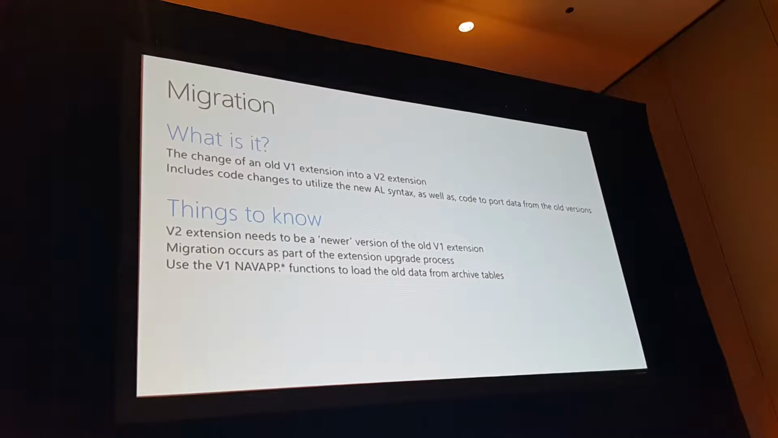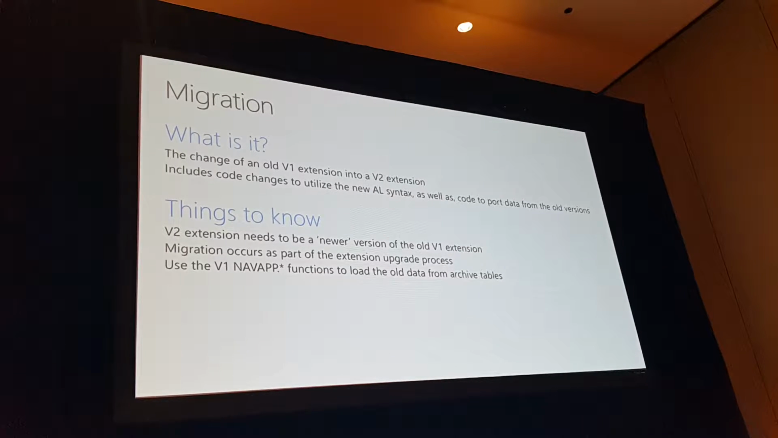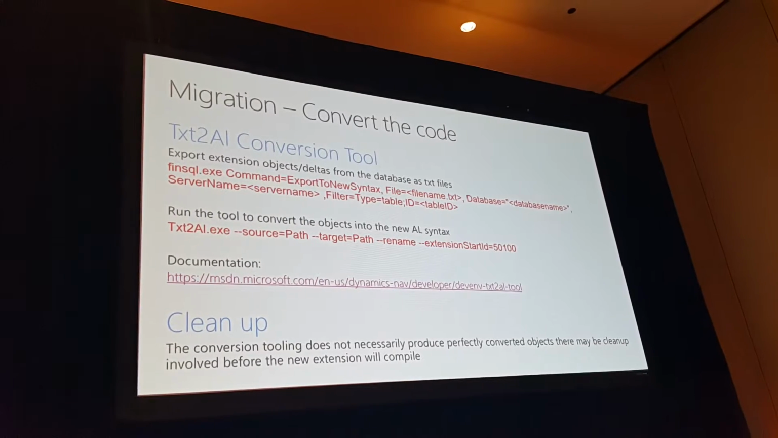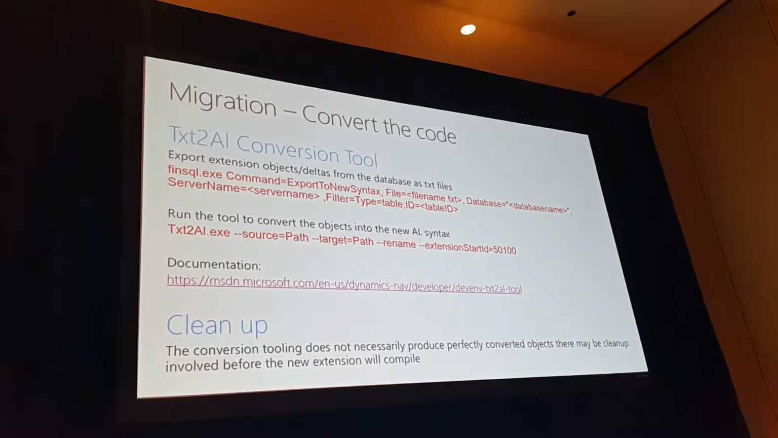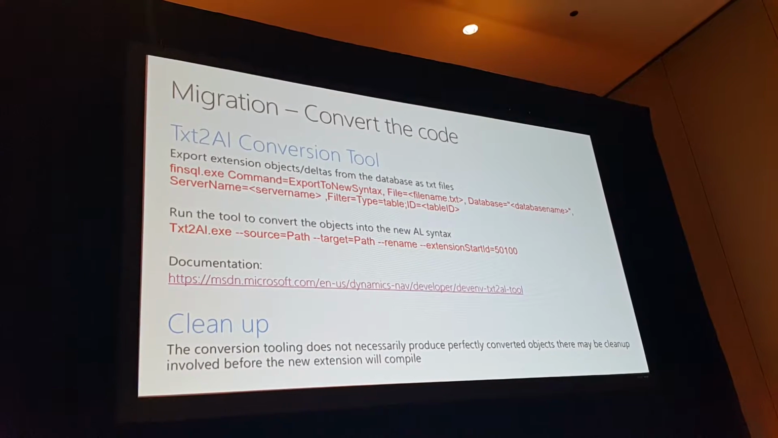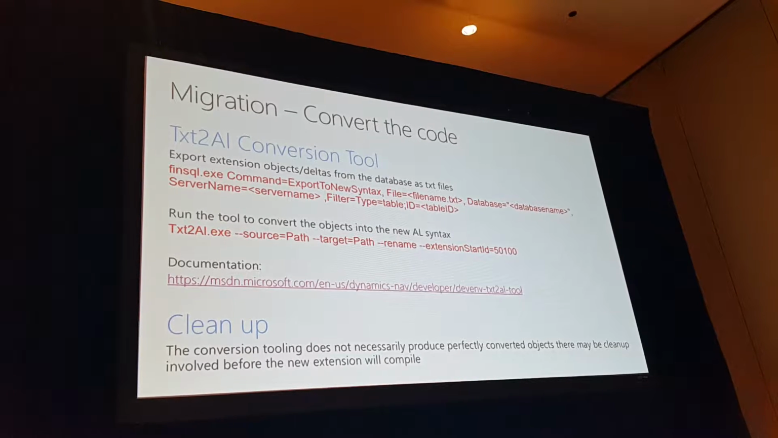And the way we'll do that is through the V1 nav app functions. Those are still in place. Those still work for the archive data that's there. And I'll show an example of that here a little bit later on. So the first part of this to know about is the txt2al.exe conversion tool. What this will do is convert the source code from your V1 extension to the newer format.